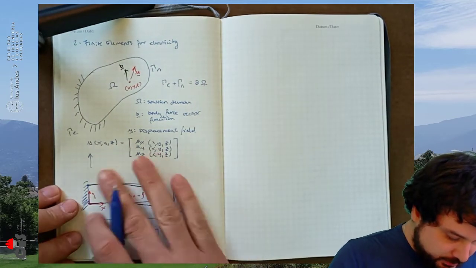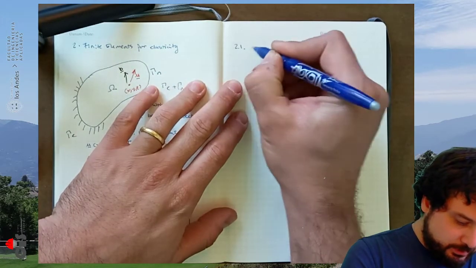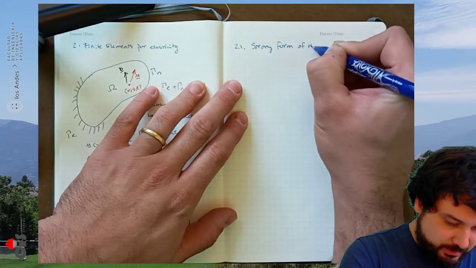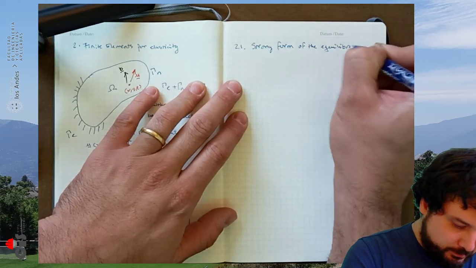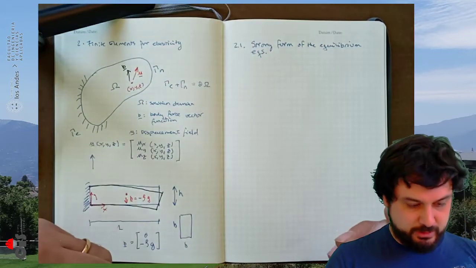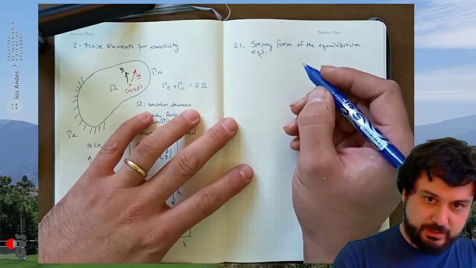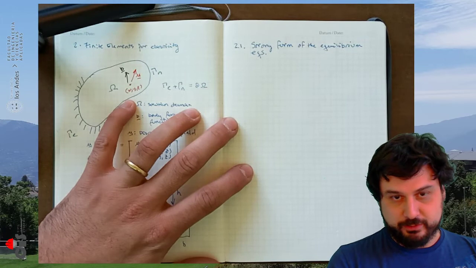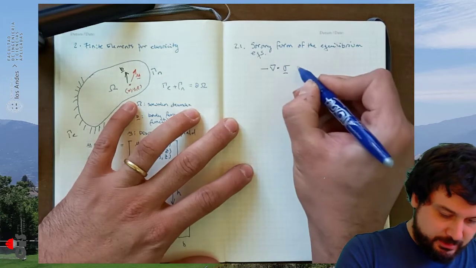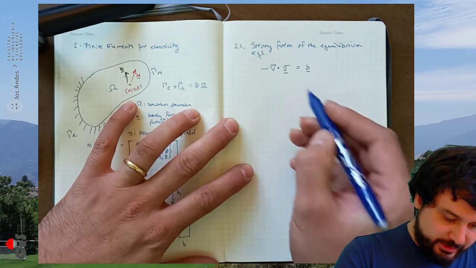moving on, we need to write the equations of equilibrium for this. So we're going to start with the strong form of the equilibrium equations. So the strong form of the equilibrium equations, well, this comes from mechanics of materials. So when you do force balance in each differential element, you'll get that the divergence of the stress vector is going to be equal to the force field. And you run this together with some other things.